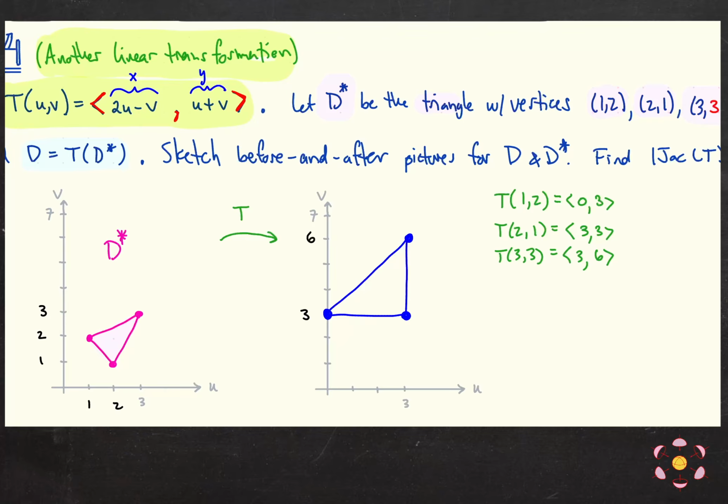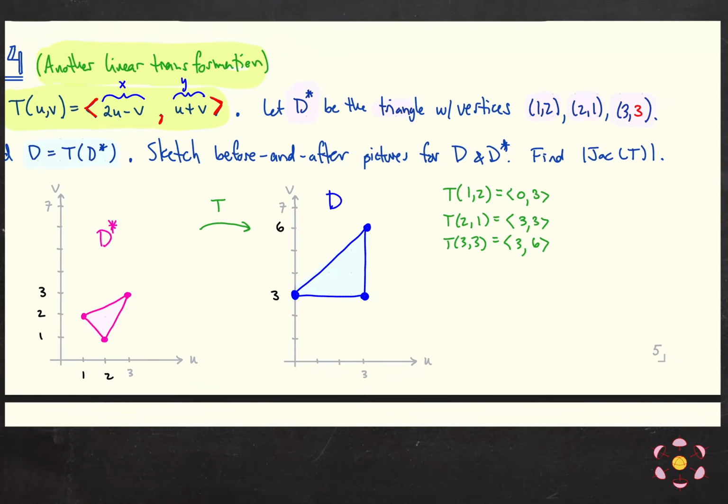And not only do we have the lines to lines, but also it's going to send all of the points inside of the triangle to all of the points inside of this triangle. Cool. So those are the before and after. Let me just label this D. Let's calculate the Jacobian of T next, because this is actually a pretty easy thing to do.